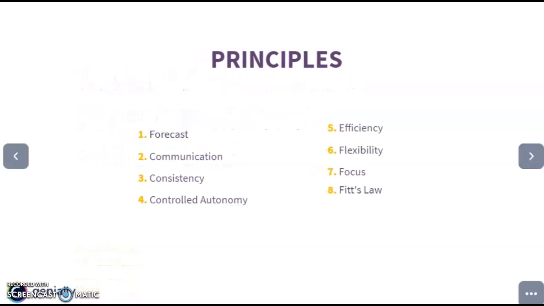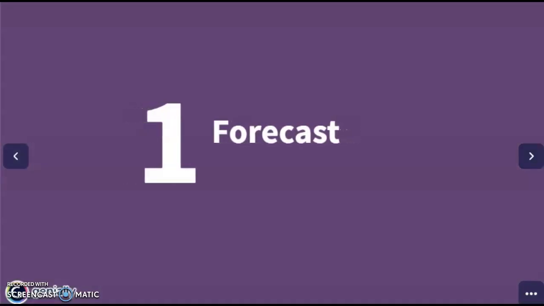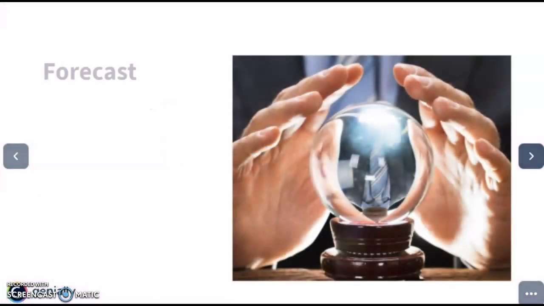We have the following principles: forecast, communication, consistency, controlled autonomy, efficiency, flexibility, focus, and Fitts law. The first principle is forecast. A forecast is basically the next movement of the user should be anticipated to facilitate their workflow.